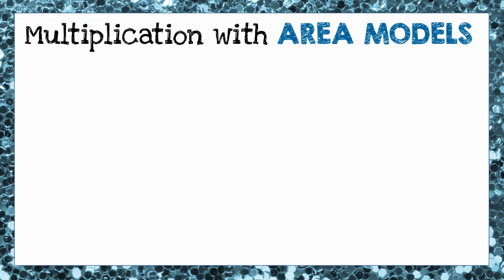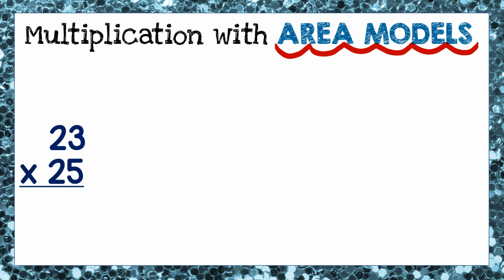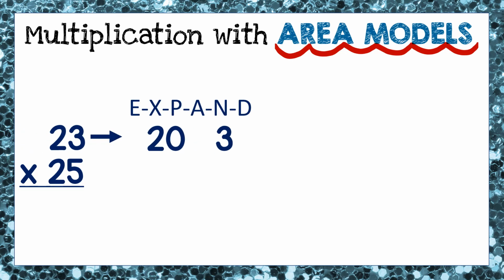Now, it's important to know that multiplication with area models can present different area models. Area models can look different with different multiplication. Let's look at another example, 23 times 25. Now, I'm going to expand these numbers or break them apart. 23 will be expanded to 20 and 3. 25 I'll decompose to 20 and 5.